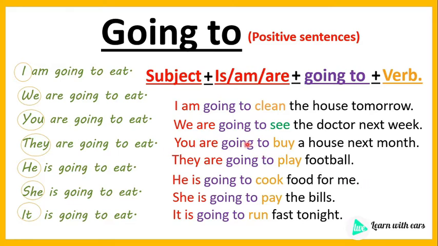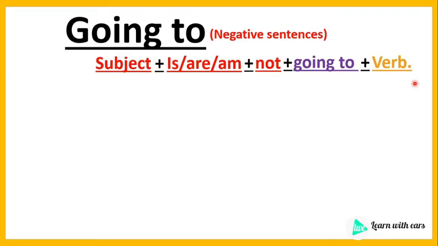Here you are going to buy a house next month. Okay, it means it is not present. Here we are talking about the future. In the future, next month, you are going to buy a house. Now let's see how to make negative sentences.